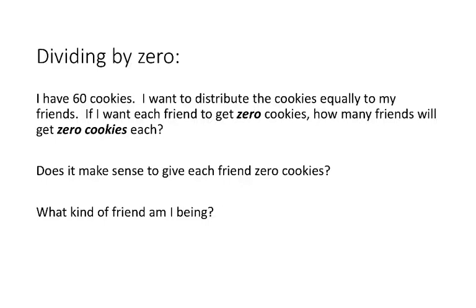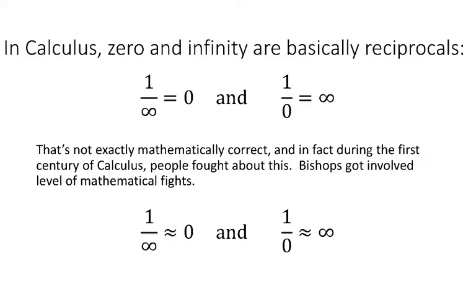So what is actually happening when you're dividing by 0 is it becomes a positive or negative infinity. Which gets us to, in calculus, 0 and infinity are basically reciprocals. I think we've talked about this before, but 1 over infinity is 0 and 1 over 0 is infinity. Now, there's actually quite a few arguments about this. That's not exactly mathematically correct. And in fact, during the first century of calculus, people fought about this. As in, bishops got involved. The clergy got involved, which is absolutely hilariously fascinating.